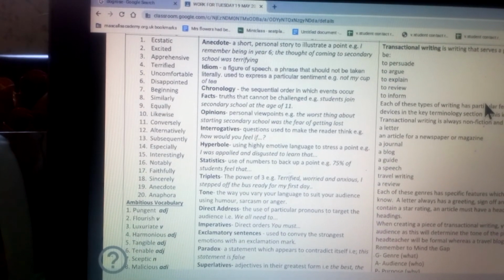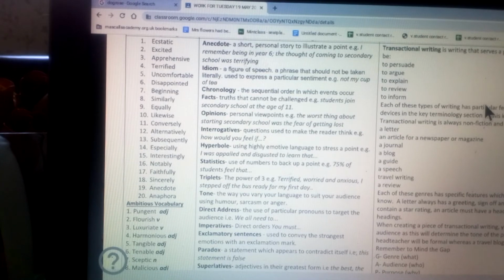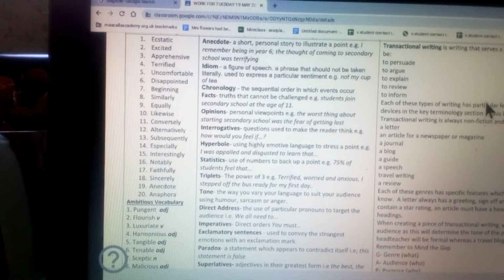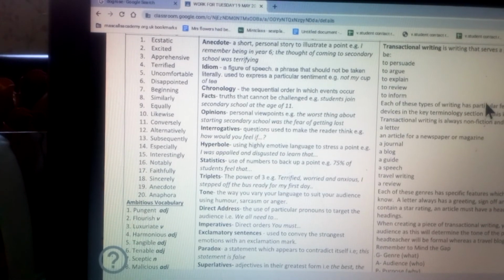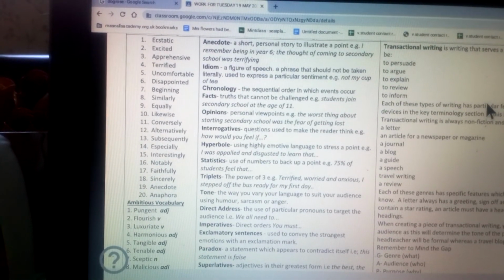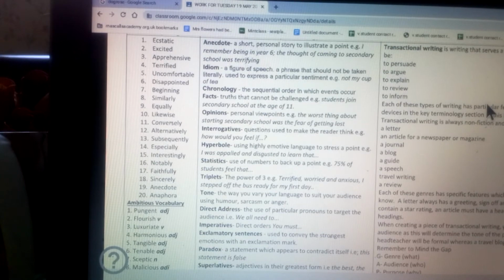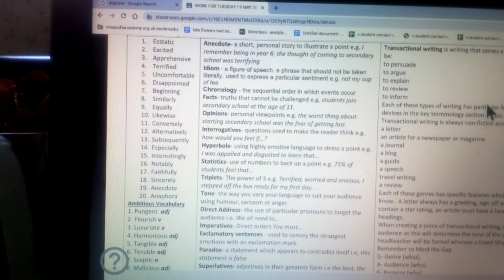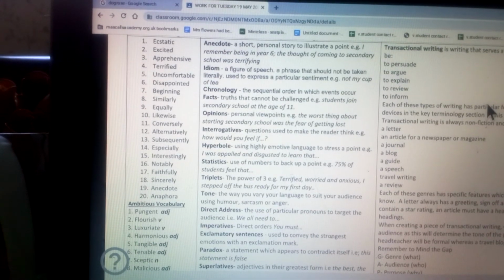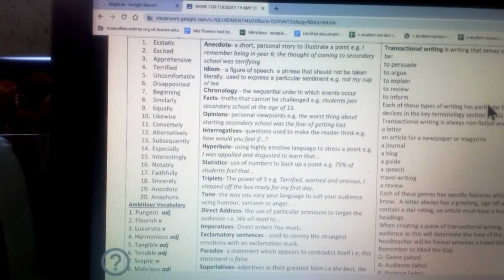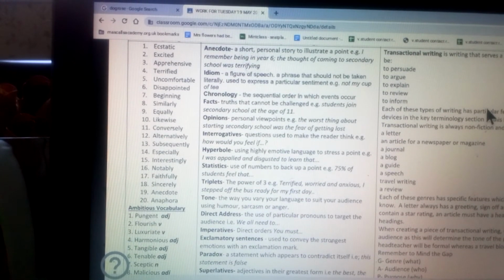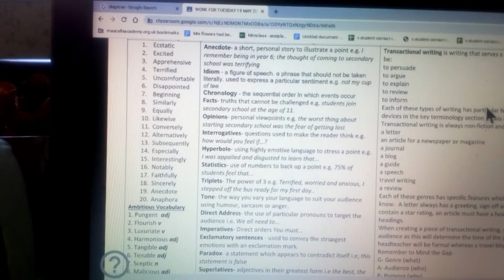Statistics, use of numbers, 75%, 1 in every 100, 40 per million, anything that uses numbers. Triplets is 3 describing words. So here it's using terrified, worried and anxious. I stepped off the bus ready for my first day. I can see out my window at the moment, and today it is a glorious, bright, sunny day. So it's 3 words are more powerful than 1.